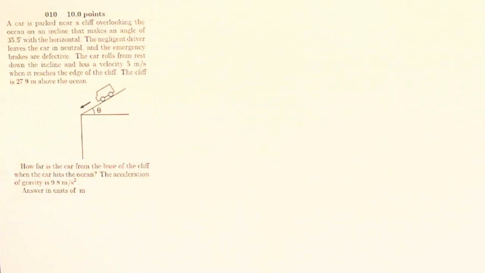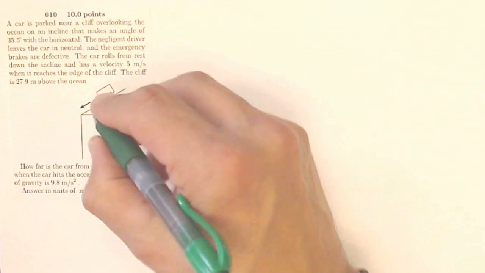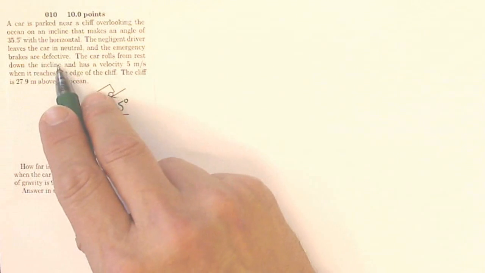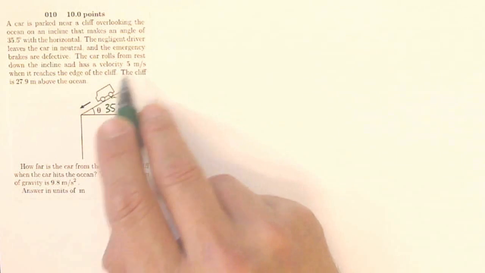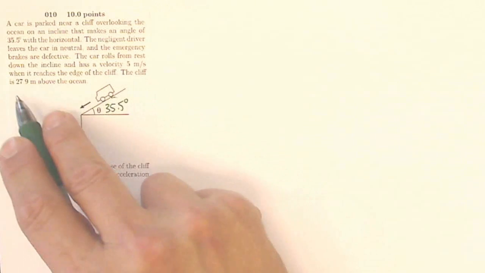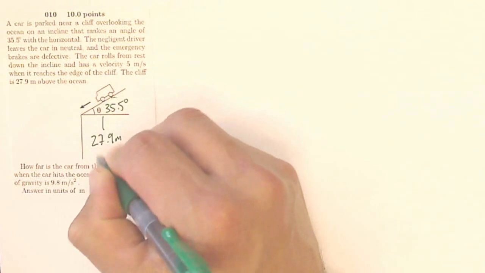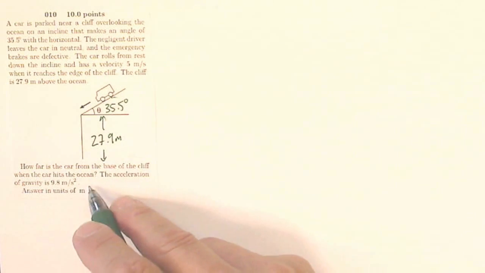This is AP Physics, homework 2.7, question number 10. It says a car is parked near a cliff overlooking the ocean on an incline that makes an angle of 35.5 degrees with the horizontal. The negligent driver leaves the car in neutral, and the emergency brakes are defective. The car rolls from rest down the incline and has a velocity of 5 meters per second when it reaches the edge of the cliff. The cliff is 27.9 meters above the ocean. How far is the car from the base of the cliff when the car hits the ocean?